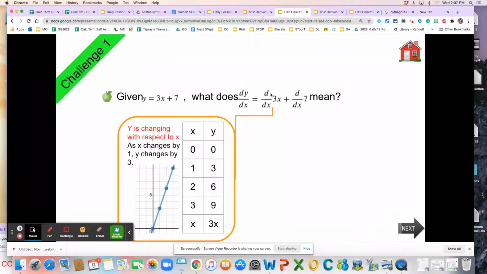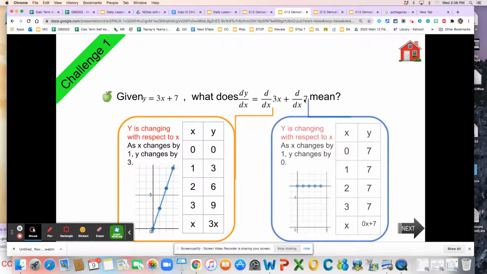Let's make that visual. If we were to look at 3x on its own, we would have a line with a slope of 3. So over 1, up 3, over 1, up 3, over 1, up 3. As x changes by 1, y changes by 3. The derivative is 3. Now let's look at the change in 7 over the change in x.